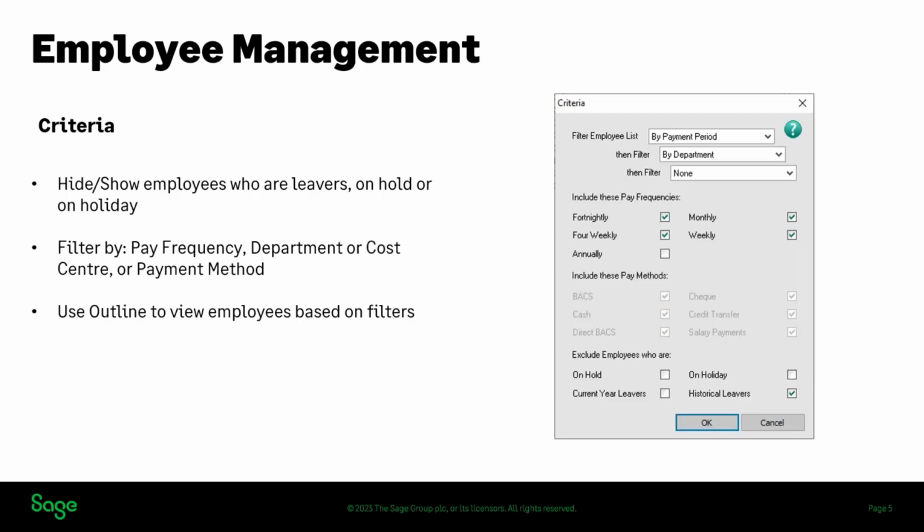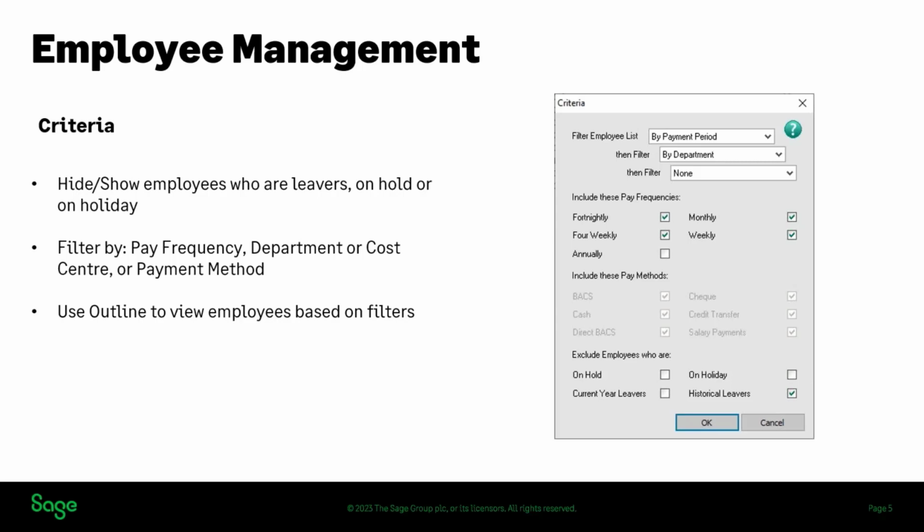So this is a way that you can control which employees are visible within your employee list, opting to show or hide leavers, employees on hold or those on holiday, but also creating filters where you can easily select specific pay frequencies, employees within a department or cost center, or employees paid by a specific payment method. Now, those criteria settings then filter through to the outline section, which you may have noticed to the left of your employee list. And we're going to take a look at how that will change the way that the outline feature looks and works, so you can basically tailor it to your own specific needs.